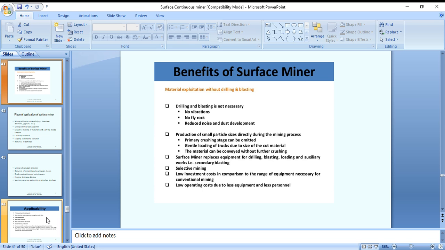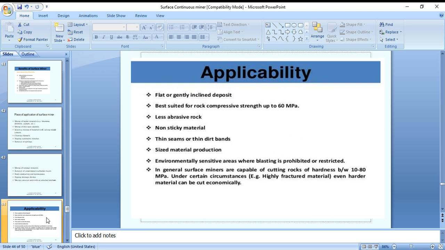Production of a small particle size directly during the mining process. Primary crushing stages can be omitted. Gentle loading of trucks due to the size of the cut material. The material can be conveyed without further crushing. Surface miners replace equipment for drilling, blasting, loading, and auxiliary working.